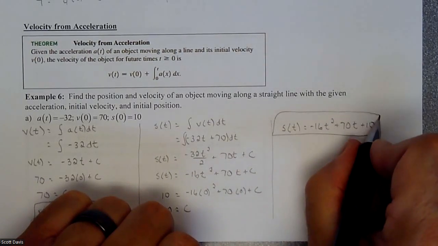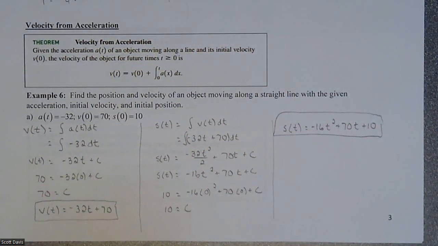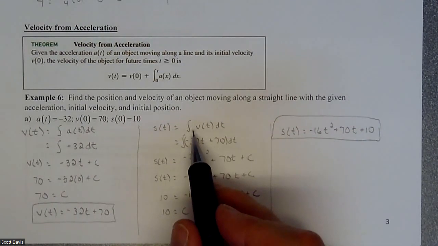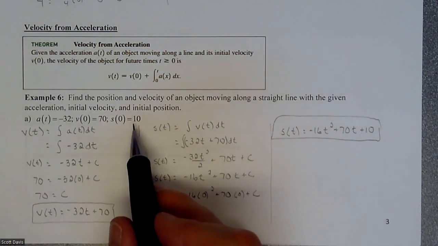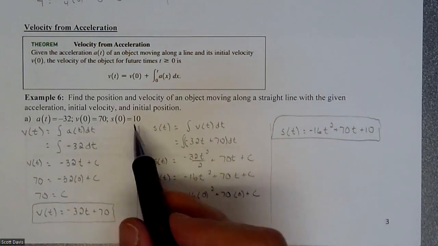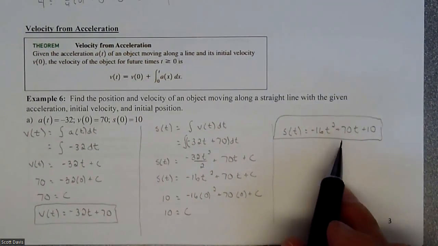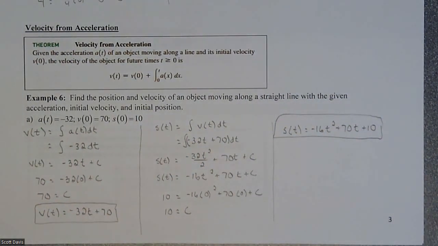So I'm taking the same approach. I'm not memorizing any formulas. I just know that if I do an antiderivative without bounds, I'm going to have a c. And then if they give me specific information, I can use that information to come up with a very specific position function and a very specific velocity function.